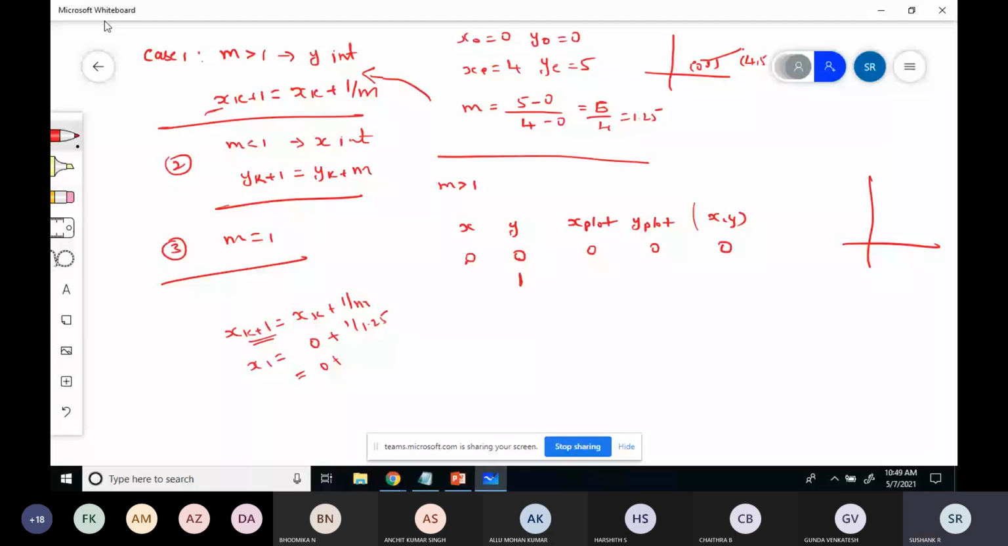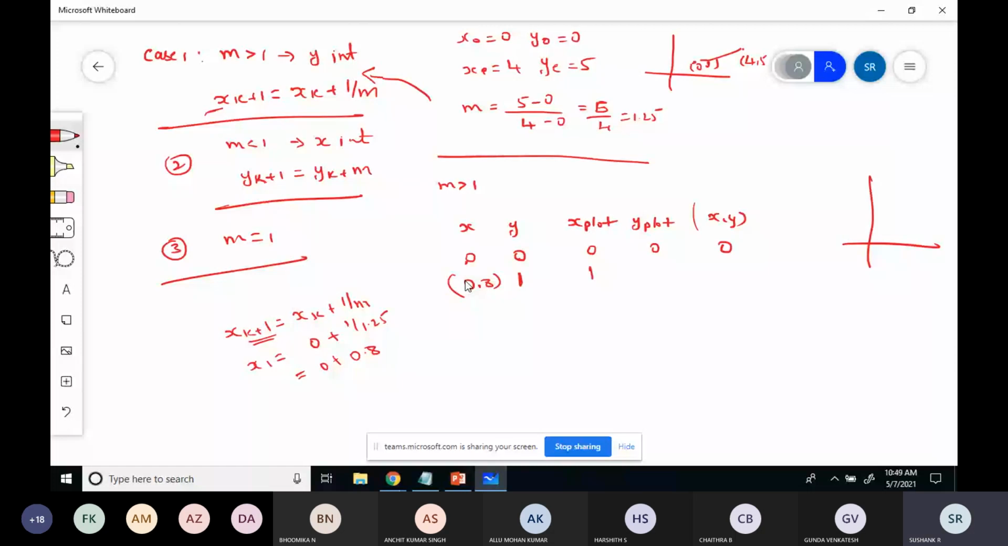See, respond, right? 1 divided by 1.8, so 0.8. So for this value of y, you are incremented by 1, and you are getting 0.8. But 0.8 cannot be represented in a pixel format. You have to convert it to the nearest integer, so 0.8 will be rounded off to 1.